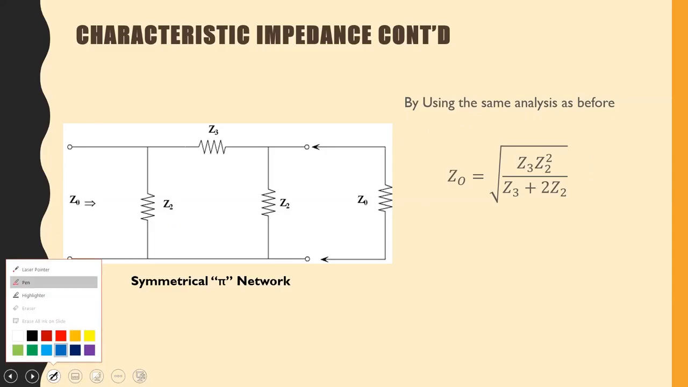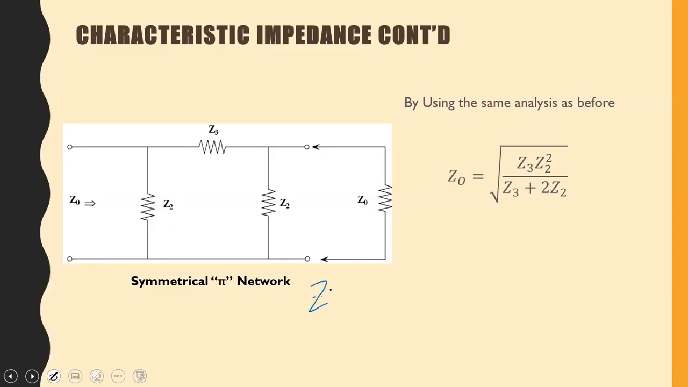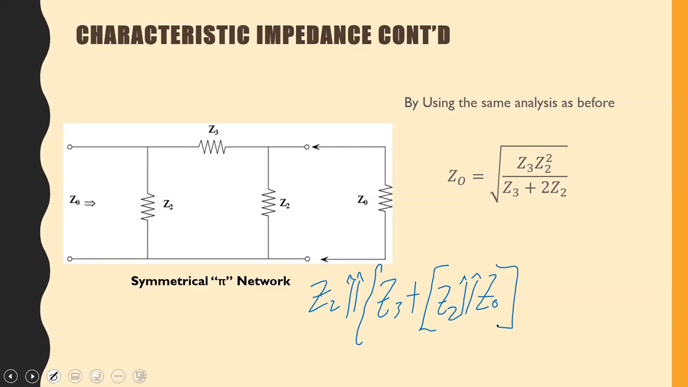the equation would have been Z1 in parallel with the rest of the circuit: Z3 in series with Z2, plus Z2 in parallel with Z0. All right. So this is what you're simplifying, and you're setting it equal to Z0. Yes, sir, but I got stuck somewhere. I don't know what I did wrong.